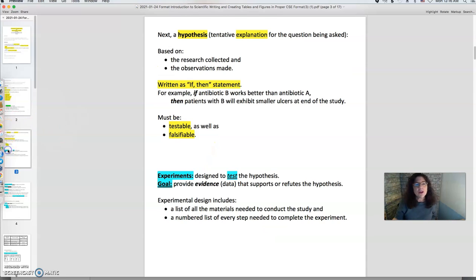So when we look for the causes for what we're seeing or noting, we try to come up with an explanation for those causes. That tentative explanation is a hypothesis. It's based on the observations that you make and then the research that you do about those observations. In general, you make the observation, you think there's a problem there, you go and do research to see what others have postulated in the past.